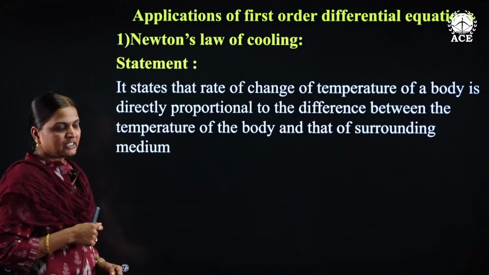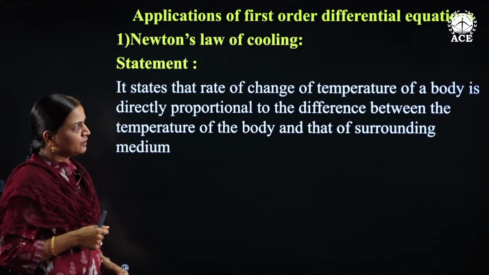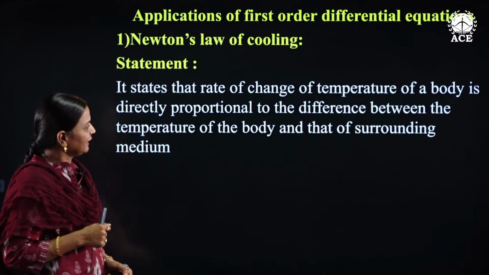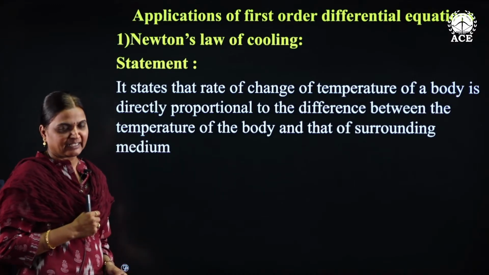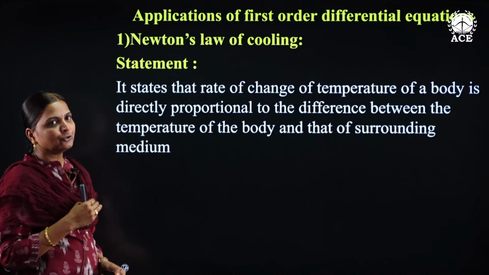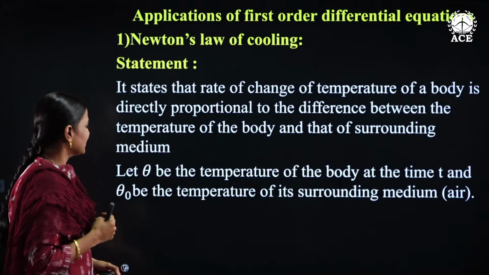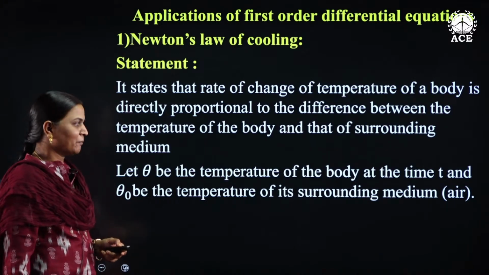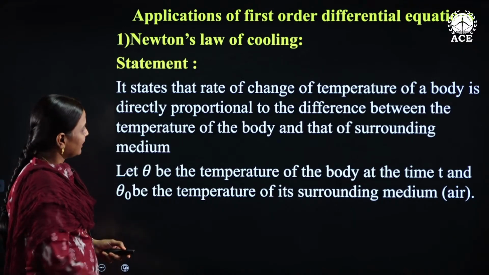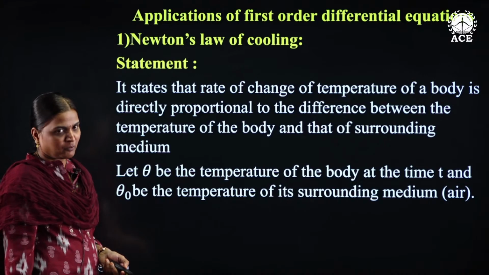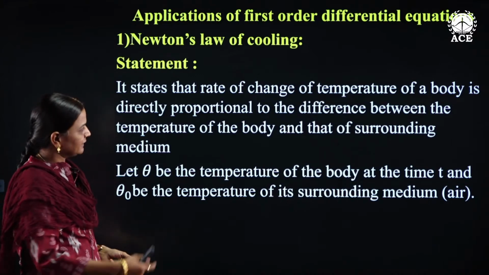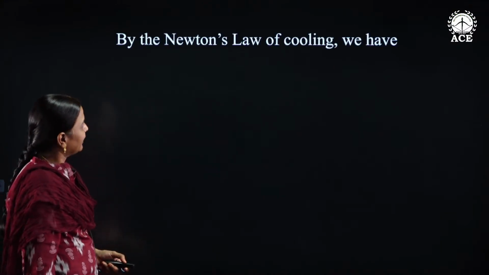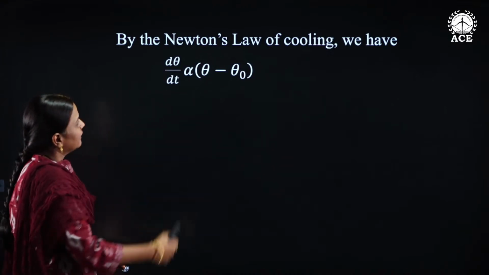It states that the rate of change of temperature of the body is directly proportional to the difference between the temperature of the body and its surrounding medium. This is the general statement. So mathematically, how to write the differential equation? Suppose let theta be the temperature of the body at time t and theta naught be the temperature of its surrounding medium. So what is our statement? Rate of change of temperature of the body, that means d theta by dt, is directly proportional to the difference between the temperature of the body and its surrounding medium.